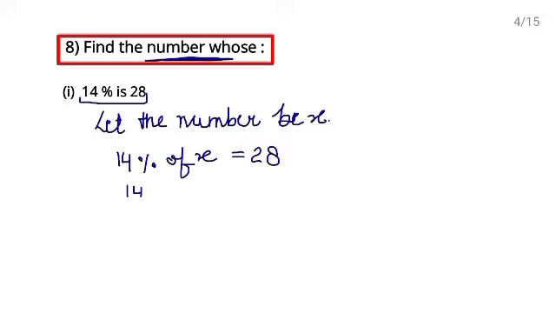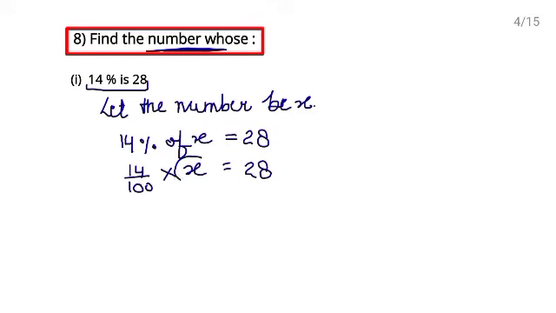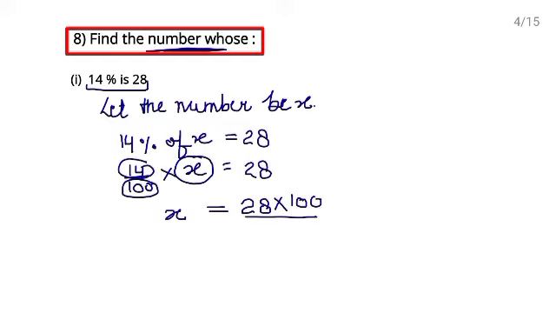So solve it. 14% means 14 upon 100. Of means multiply. x is equal to 28. Here we want to find the value of x, so keep it alone on the left. This 100 was in the denominator, that means in division. Now this will be in multiplication. And 14 will be in division. 14 twos are 28. So the value of x is 2 multiplied by 100.